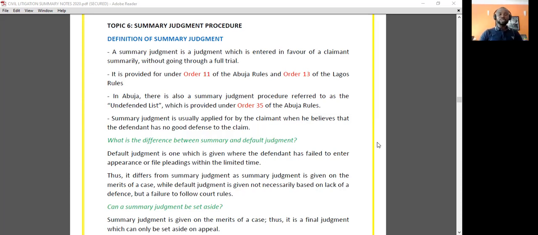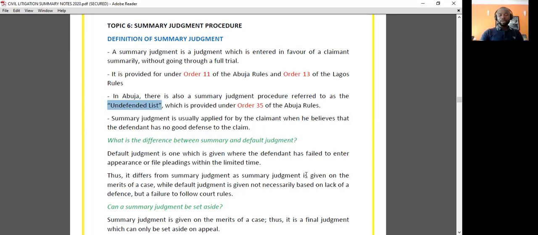And so you see that summary judgment is used in circumstances where the claimant believes that the defendant does not have a good defense to the claimant's claim. Now, under the rules of court, we see it provided under Order 11 of the Abuja Rules and Order 13 of the Lagos Rules. However, under the Abuja Rules, we also have another summary procedure, which we call the undefended list procedure. All right, it's also a summary procedure that's available to the claimant where the claimant believes that the defendant has no good defense to the claimant's claim.